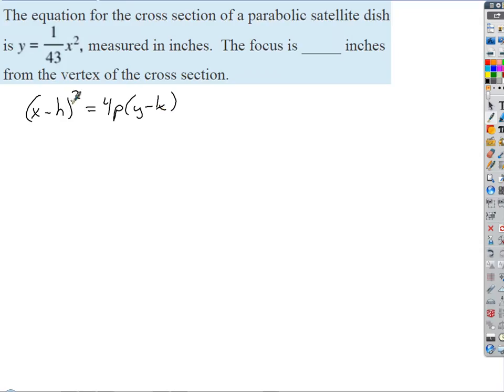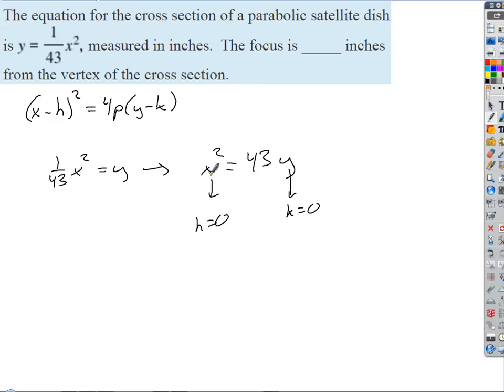Okay, so if I flip around the left and the right sides, I end up with 1/43 x squared equals y. If I multiply both sides by 43, I get x squared equals 43y. So that's in standard form. This tells me that h is 0, and that k is 0 because nothing is being subtracted from y and nothing is being subtracted from x. And more importantly, this tells me that 4p equals 43.